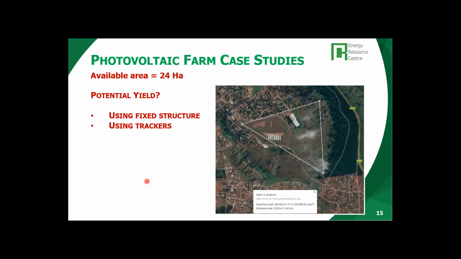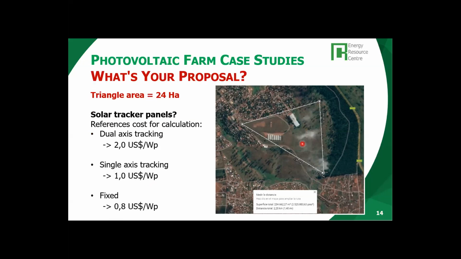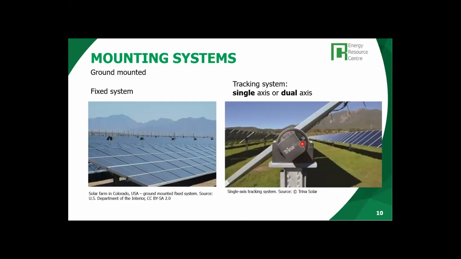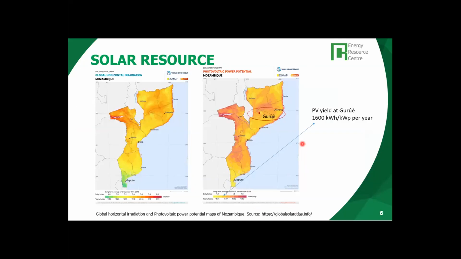For instance, if we use a fixed structure, we can set more or less 1 megawatt per hectare, so that's 24 megawatts installed. And what would be the solar radiation at this location? I showed that before. Good question. It is 1,600 kilowatt hour per kilowatt peak per year.